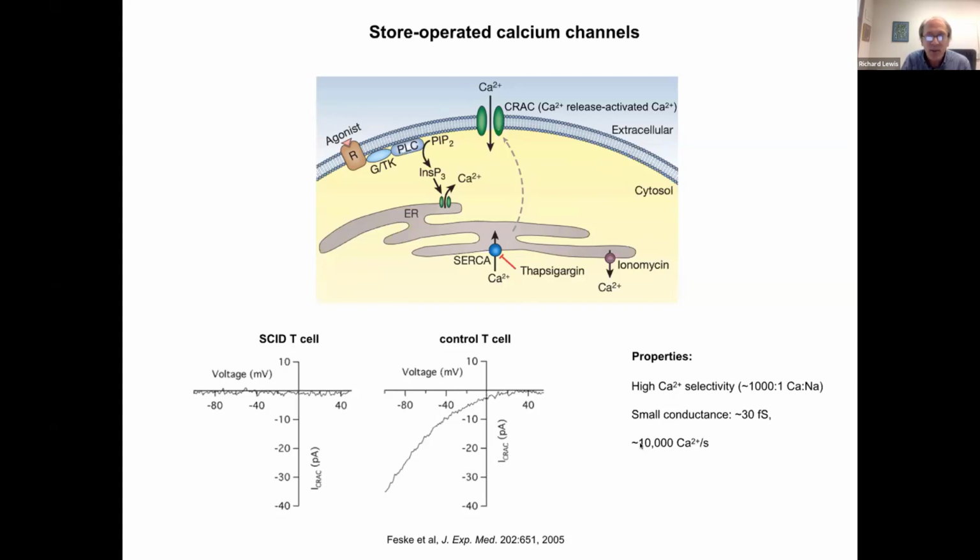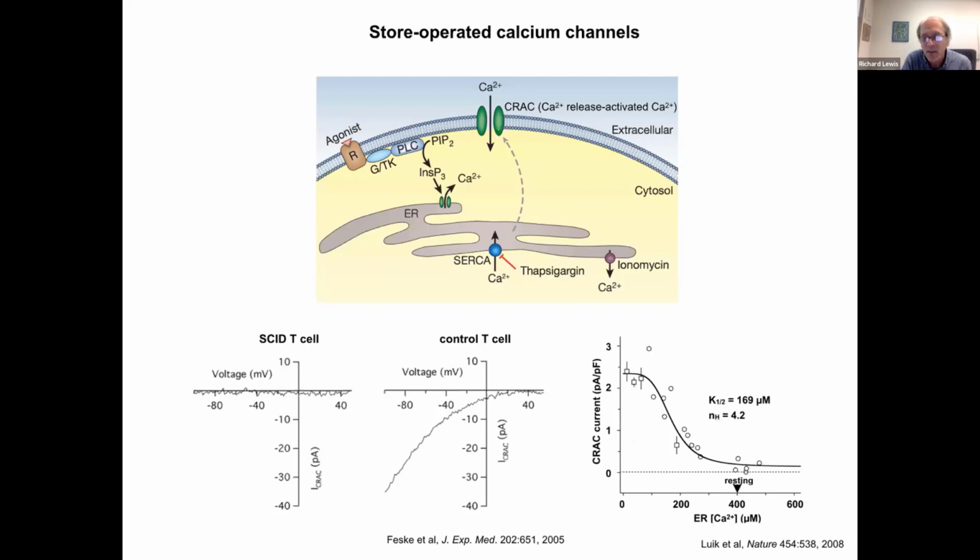And finally, I'd like to point out that the channel is not voltage dependent. It is really dependent on the ER calcium level, and this has been measured by loading calcium indicators into the ER, depleting the ER by various amounts, and measuring the CRAC current. And you can see that the ER really has to lose about half of its load of calcium before this channel really starts to turn on significantly.